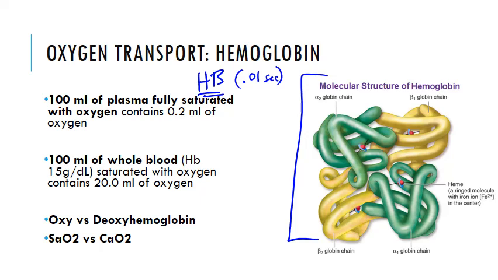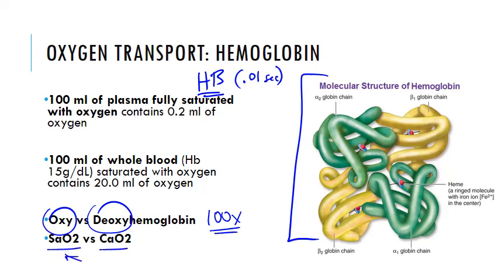So in its oxygenated state, we call this oxyhemoglobin. In its deoxygenated state, we call this deoxyhemoglobin. And the hemoglobin increases the oxygen carrying capacity of blood about 100-fold over plasma.